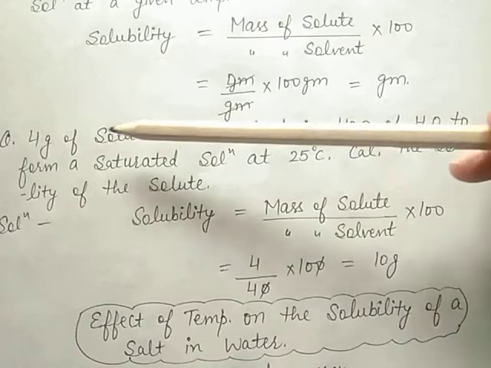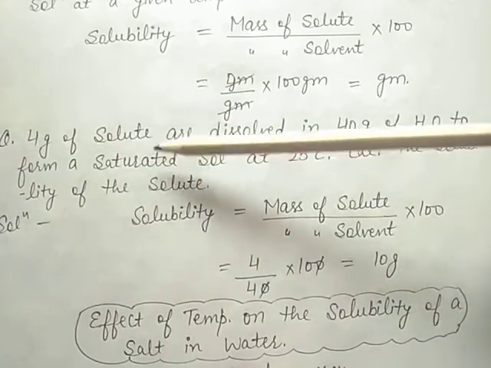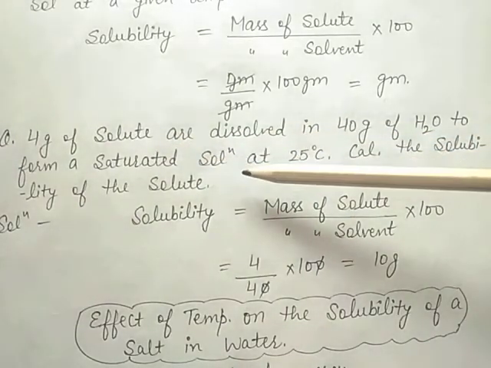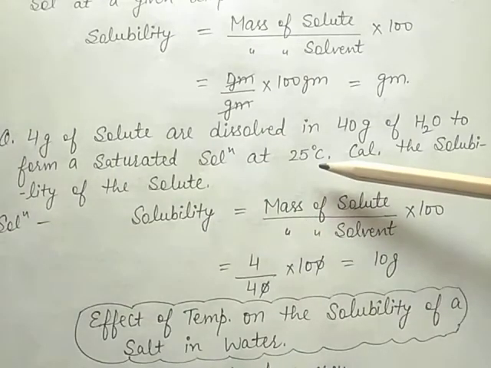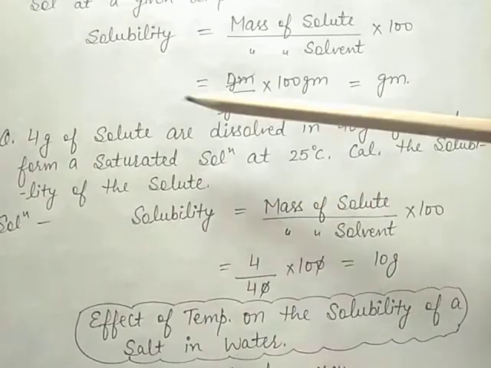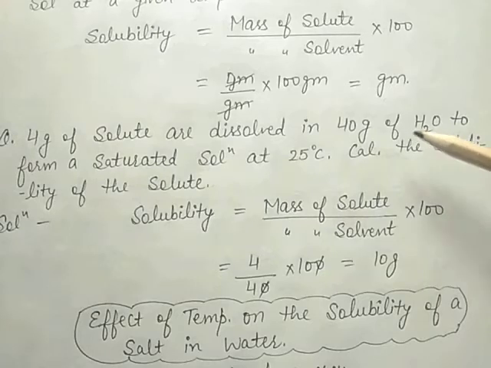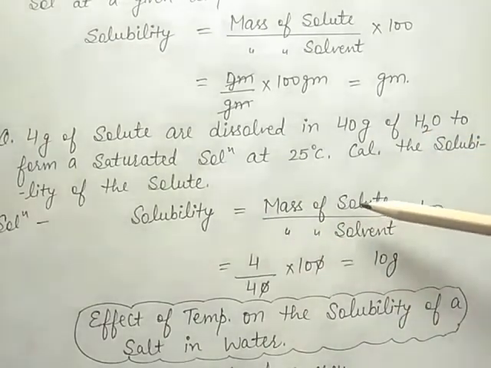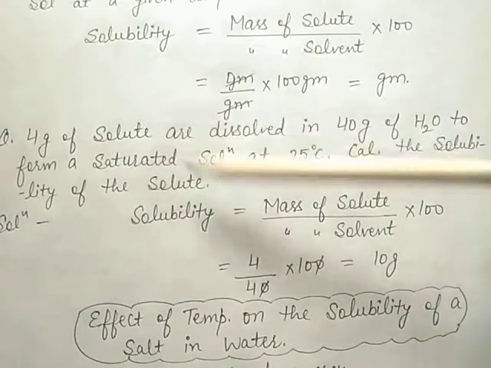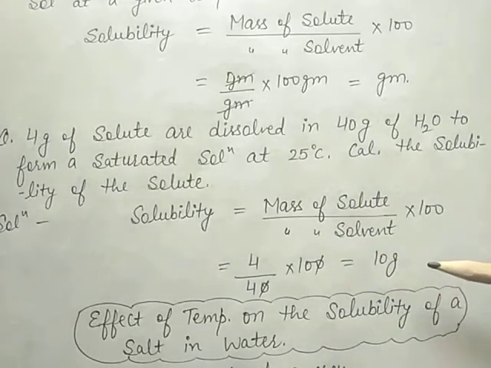Now one numerical from this topic. 4 gram of solute are dissolved in 40 gram of water to form a saturated solution at 25 degrees Celsius. Calculate the solubility of the solute. Here mass of solute is given and mass of solvent is given. Solubility is equal to mass of solute divided by mass of solvent multiply 100. Mass of solute is 4, solvent is 40, multiply 100, that is 10 gram.